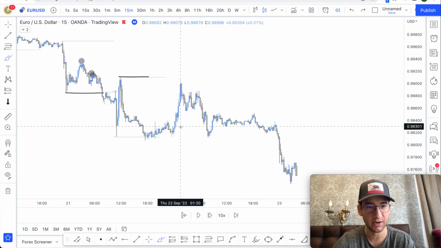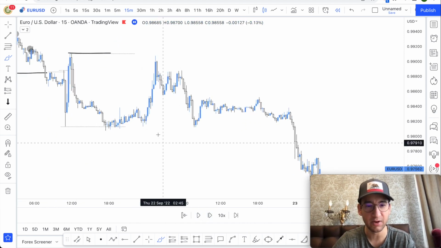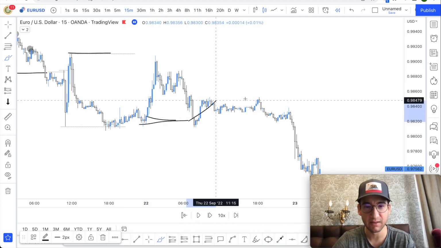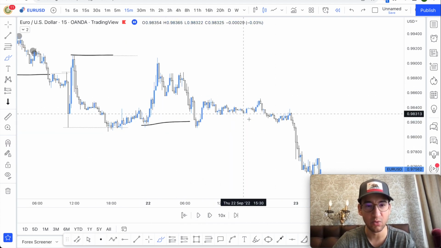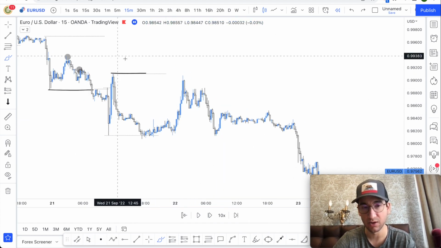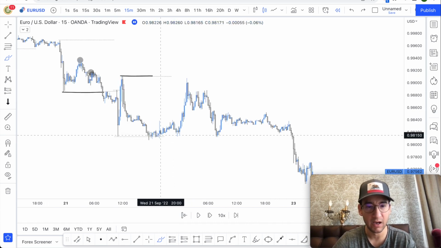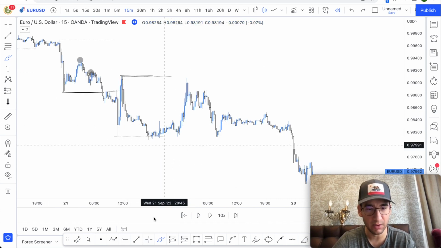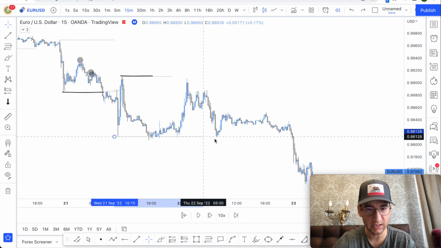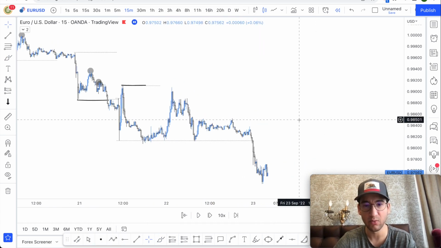Okay, notice what happened here. A lot of buyers tried to buy, and they failed, right? Because they didn't know what the true structure is, or the true trend.